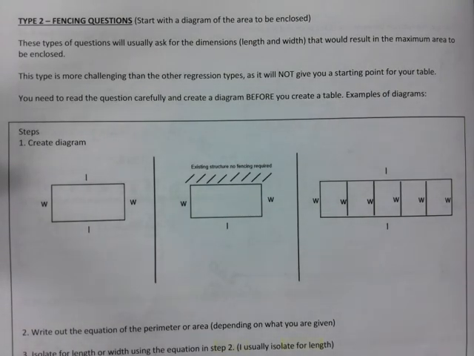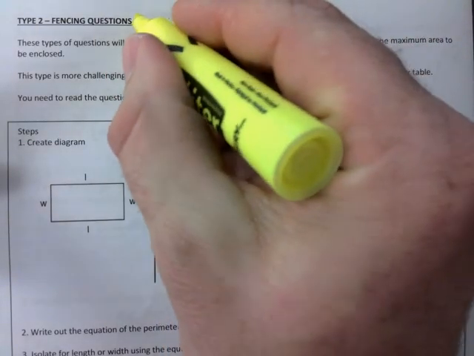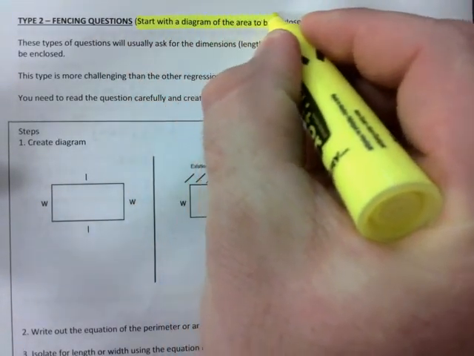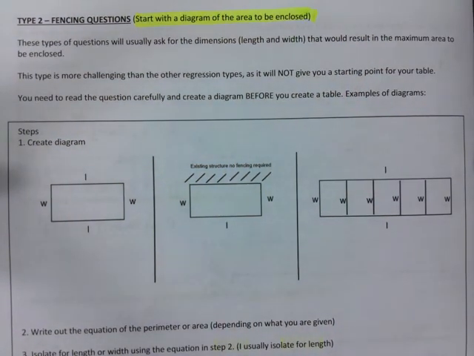Type 2, fencing question. This is on page 24, okay? These types of questions will usually ask for dimensions. I will highlight this part here. Start with a diagram of the area to be enclosed. That's probably the key thing with this type of question. You can't just jump to this chart. You have to do a little diagram.